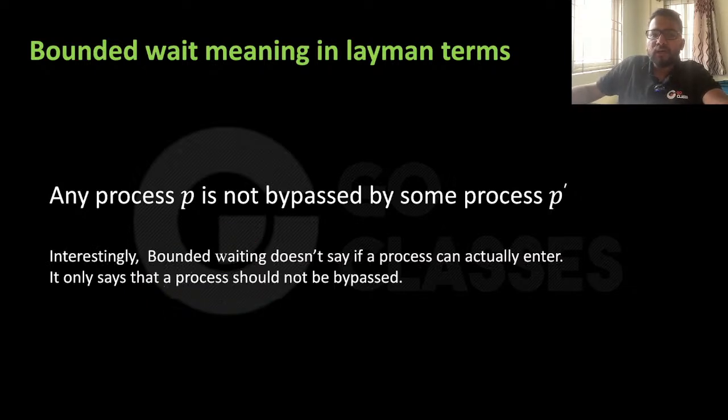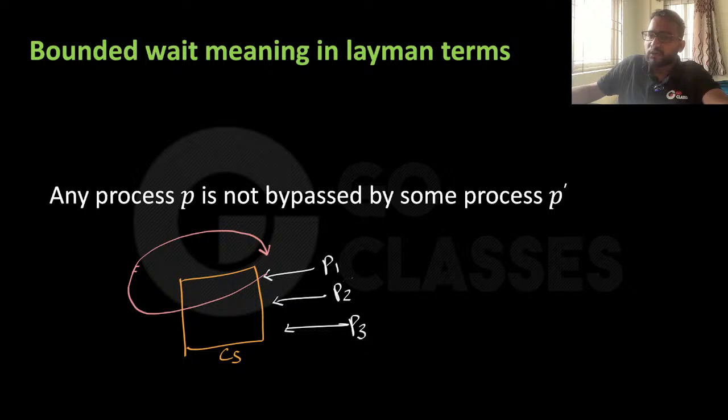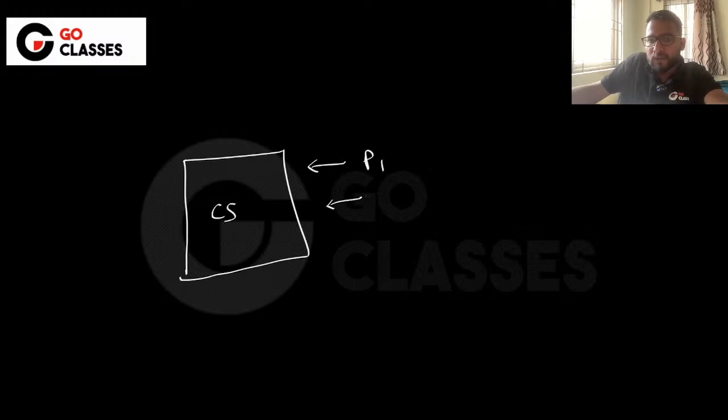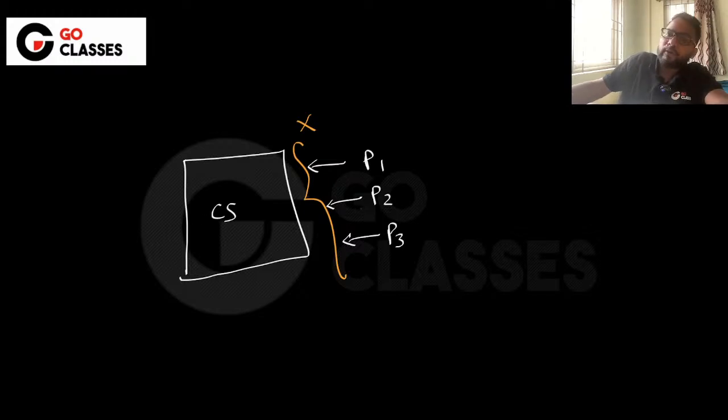Interestingly, this bounded waiting does not say if a process can actually enter. Let's suppose there are three processes, P1, P2, P3, that want to enter the critical section, and all of them are blocked, right? Then also bounded waiting is satisfied. That's a very interesting point, right? Bounded waiting is satisfied, although there is a deadlock.